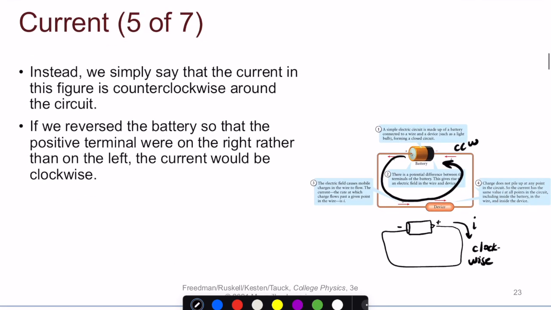The direction is described by either clockwise or counterclockwise motion. So in this case, with the positive terminal on this side and the negative terminal on this side, this current would be flowing in a counterclockwise direction. If instead you were to flip the terminals of the battery, then the current would flow in a clockwise direction.